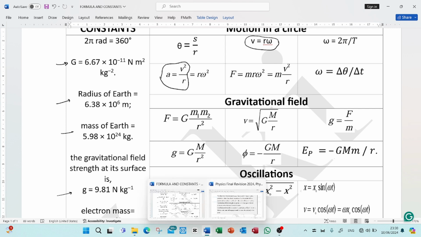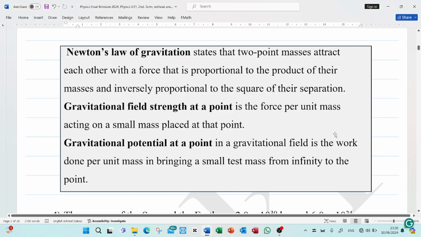Now we go back to the extended question. Before, we have to revise the definitions. Newton's law of gravitation states that two point masses attract each other with a force that is proportional to the product of their masses and inversely proportional to the square of their separation. Gravitational field strength at a point is the force per unit mass acting on a small mass placed at that point. Gravitational potential at a point in a gravitational field is the work done per unit mass in bringing a small test mass from infinity to the point.